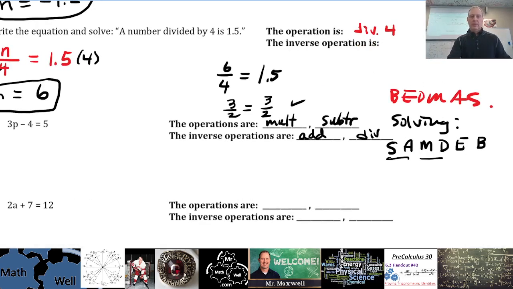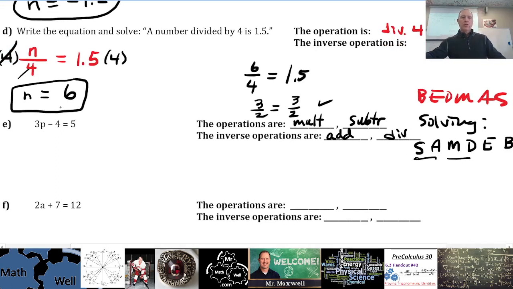So this is how this turns out. Here's the multiplication, times 3, and here's the subtraction, minus 4. So I'm going to add 4 to both sides. These 4s are going to cancel out, and I'm left with 3p. So you do one at a time. 3p equals 9. So it's two steps. You do your inverse operations in the inverse order.